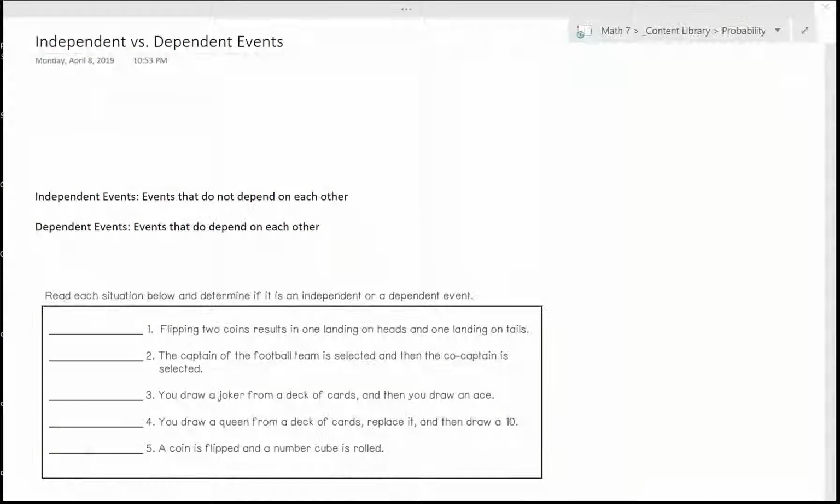Okay, my dear, so now we're going to go to independent versus dependent events. So we kind of talked about this yesterday. Independent events are events that do not depend on each other. Dependent events are events that do depend on each other. So yesterday we were talking about replacement.